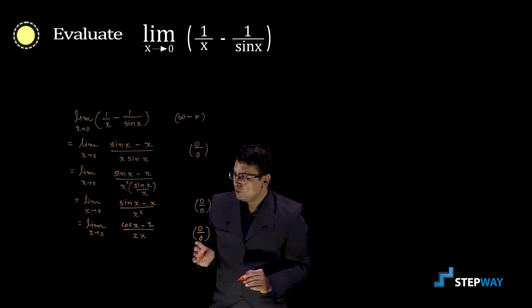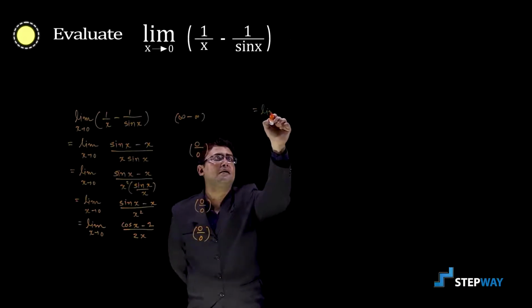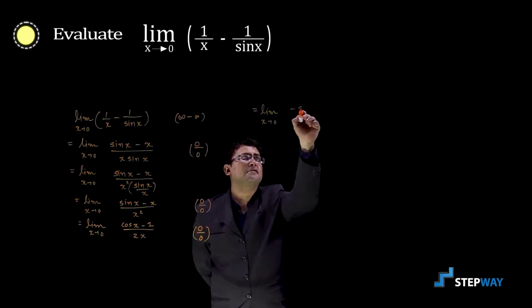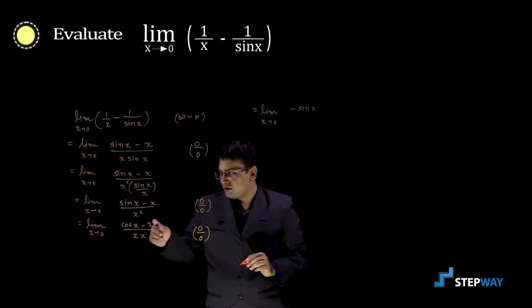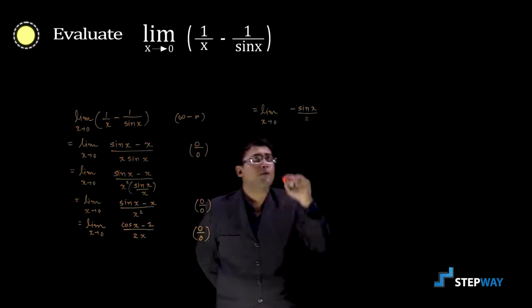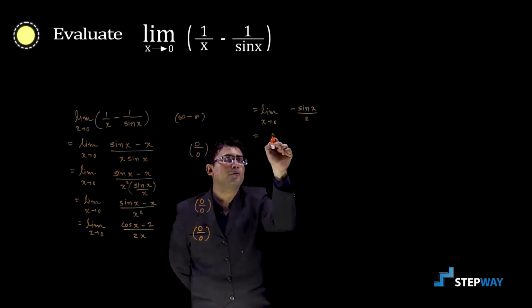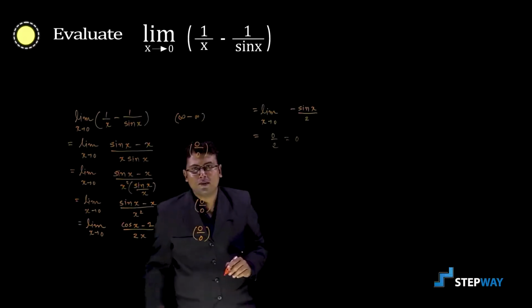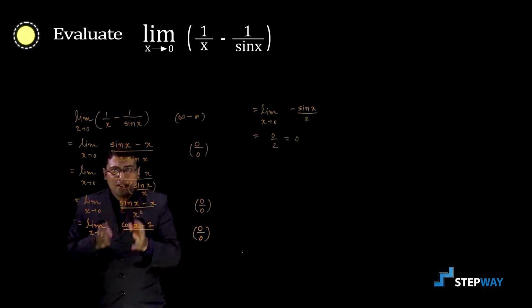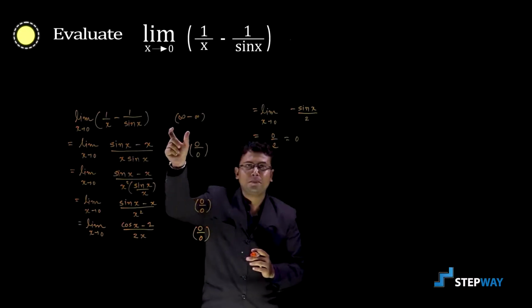Again we apply L'Hopital rule, again differentiate numerator and denominator separately, so we get limit x tends to 0, differentiation of cos x, that is minus sin x, differentiation of 1 is 0, differentiation of 2x, that is 2, and now we put x equal to 0, sin 0 is 0, 0 divided by 2, that is 0. So we get this limit as 0. This is the method how to evaluate the indeterminate form of the type infinite minus infinite.